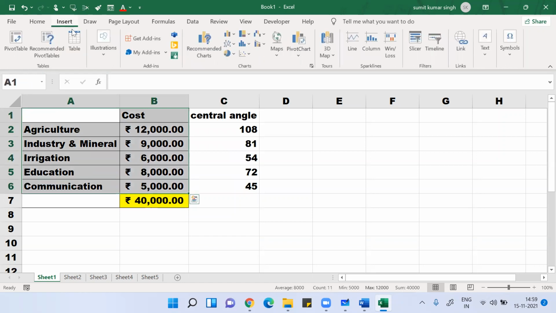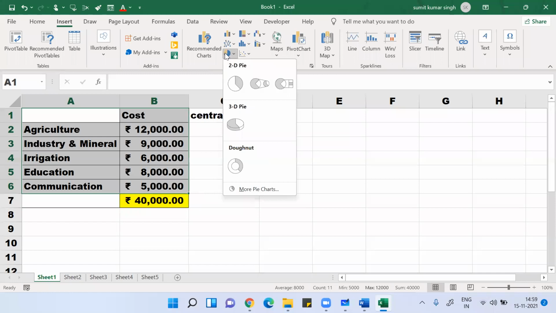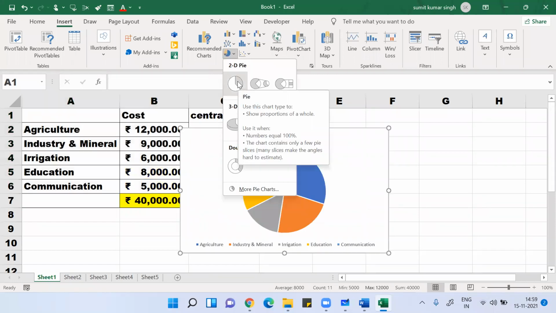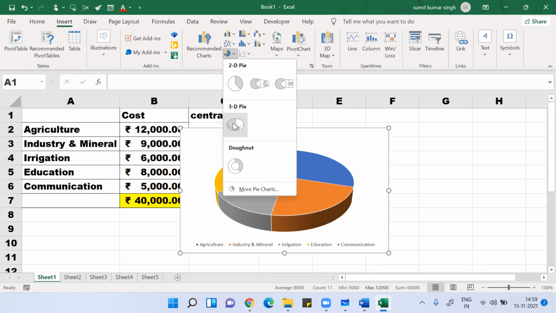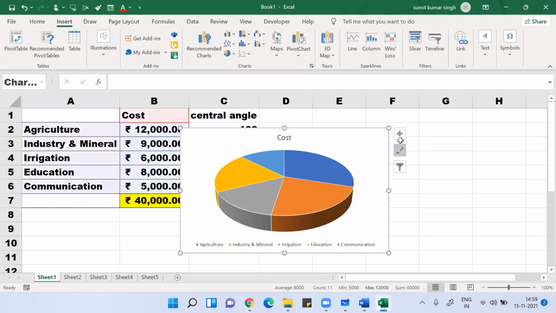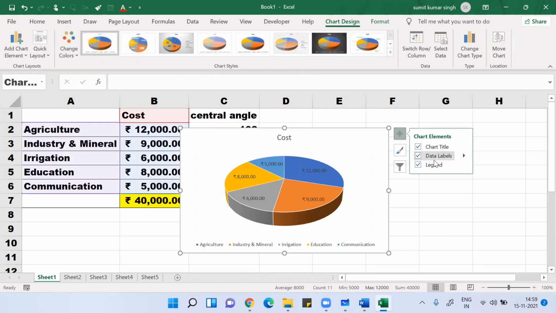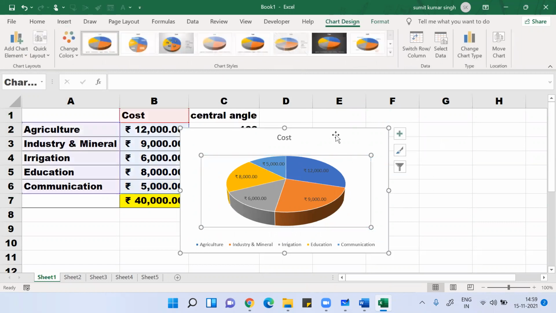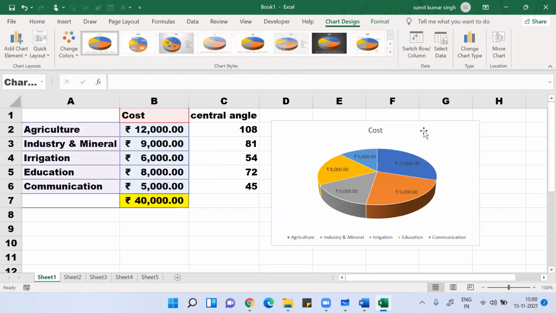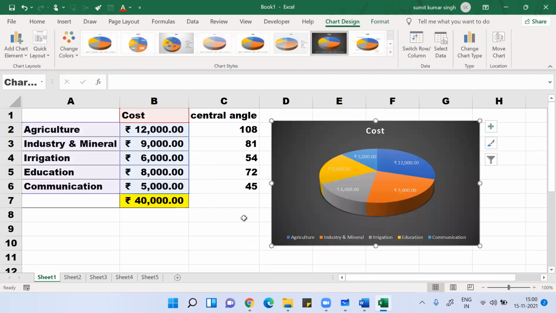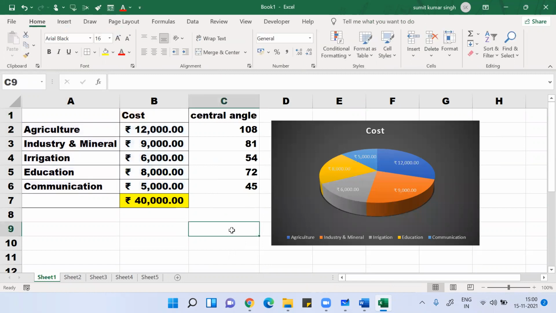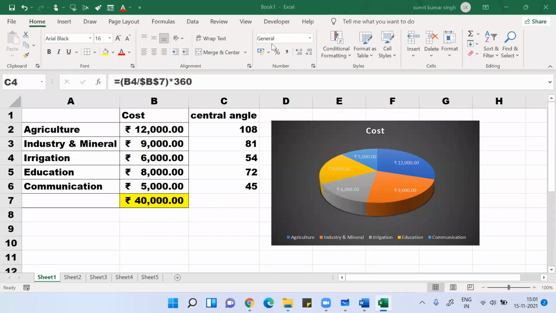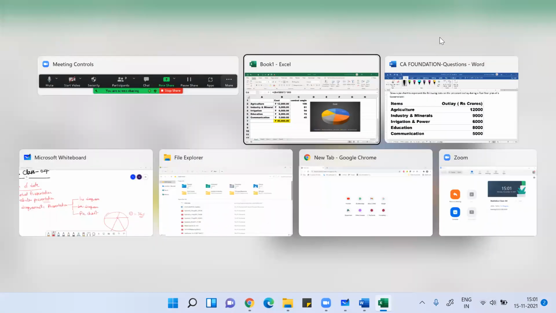Go to Insert. Under Insert, you have the option of pie chart. You can choose 2-dimensional or 3-dimensional, and you can just do that. Add data labels here. Fine. So this is your pie chart. Clear? Anyone, any doubt? So I hope you understood the construction of a pie chart.